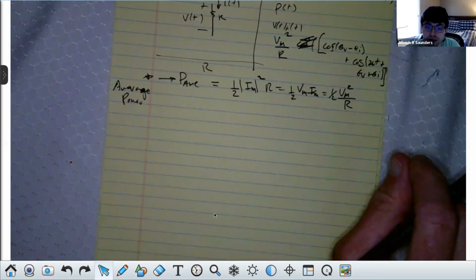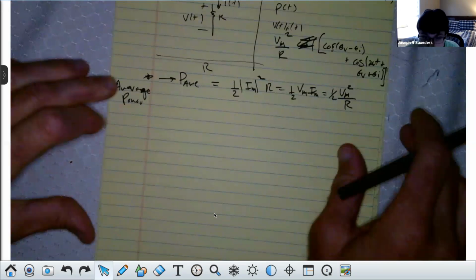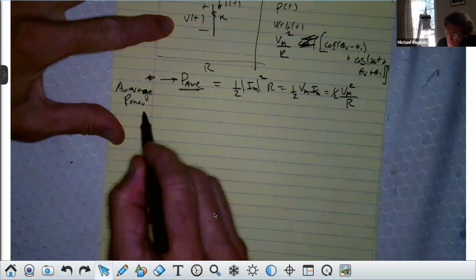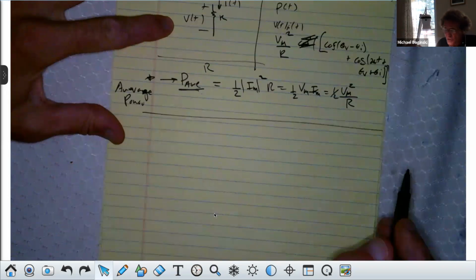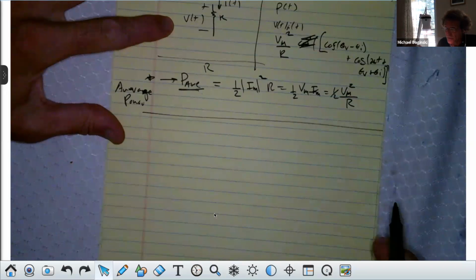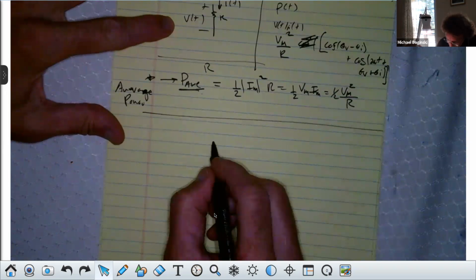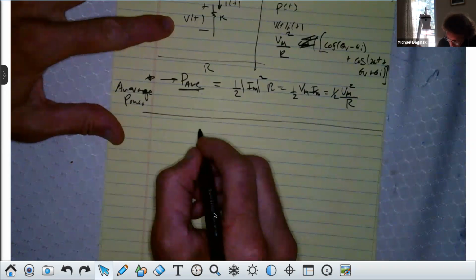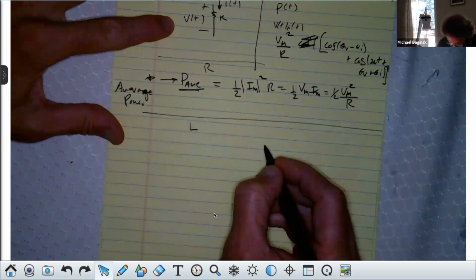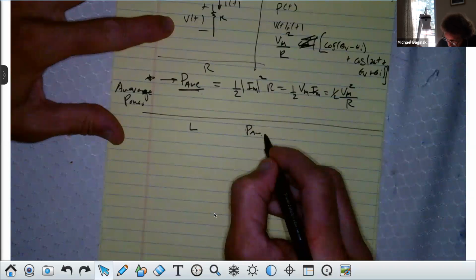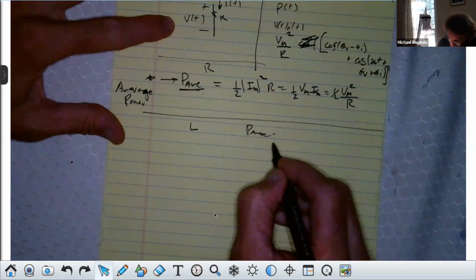Now, I hear you, that's for a resistor. This is what we worry about. For both inductors and capacitors, they have non-zero average power. For both inductors and capacitors, and here I'm just going to put L here. Really, the only thing I care about is the average power for an inductor or a capacitor.